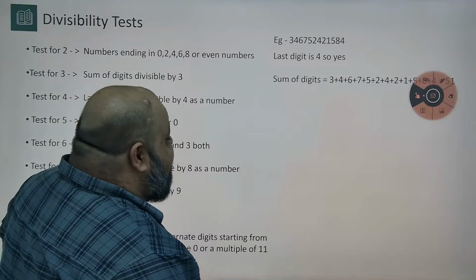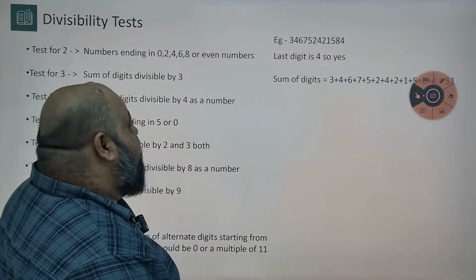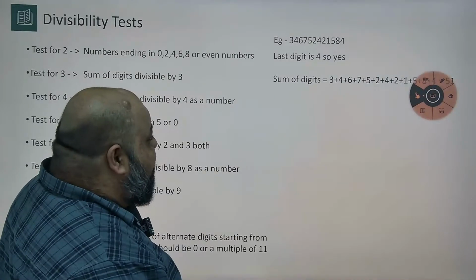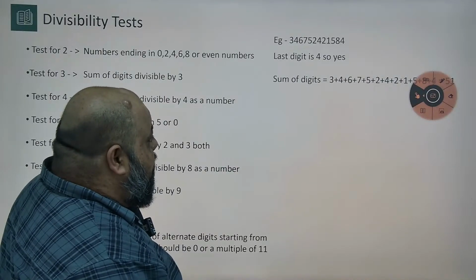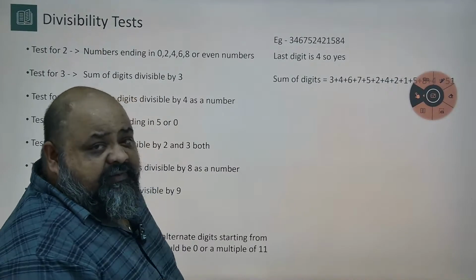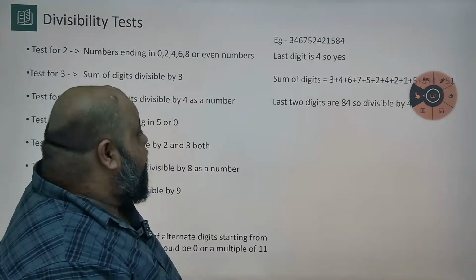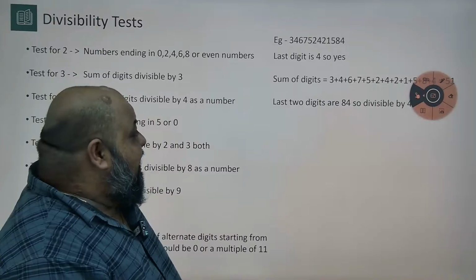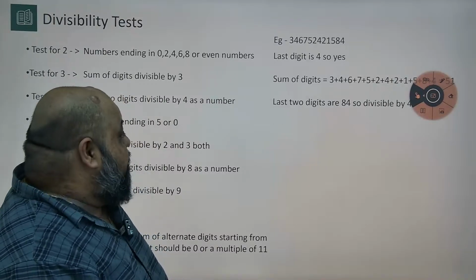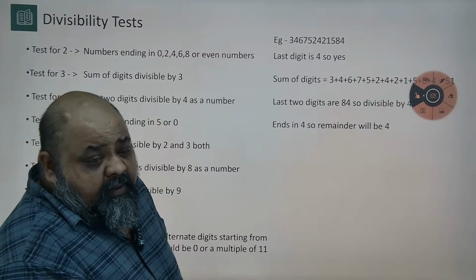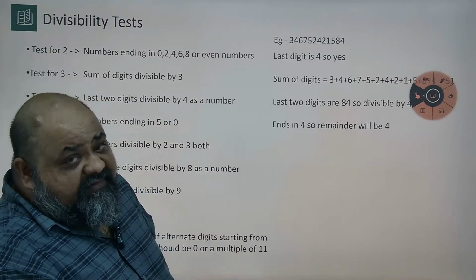If I add all the digits individually, 3 plus 4, 7 plus 6, 13 plus 4, 7, 20, 25, 27, 31, 33, 34, 39, and 12, 51. 51 is 5 plus 1, 6, divisible by 3. Divisibility by 4. The last 2 digits are 84, so divisible by 4. Divisibility by 5. The last digit is 4, so not divisible by 5.